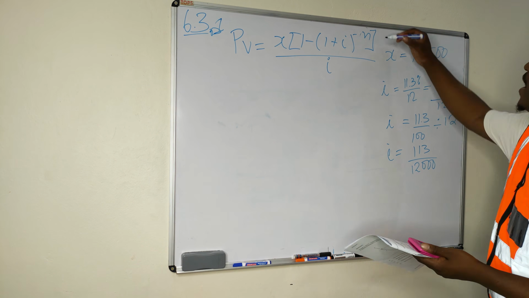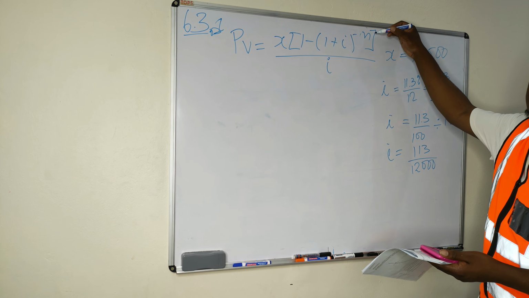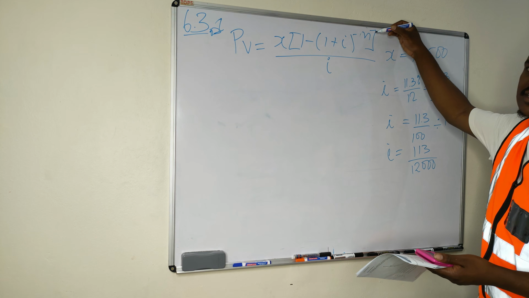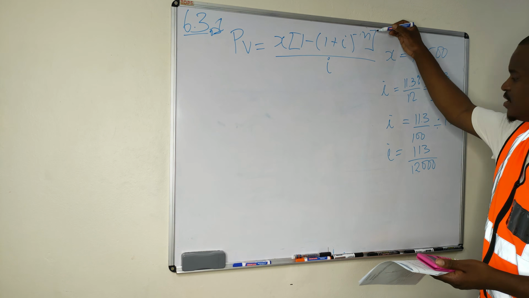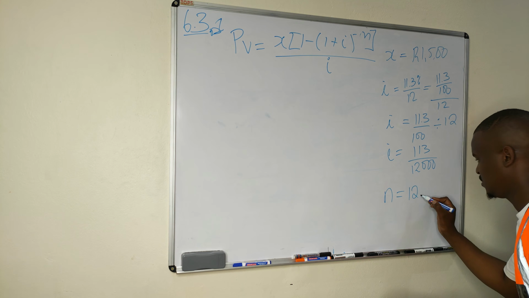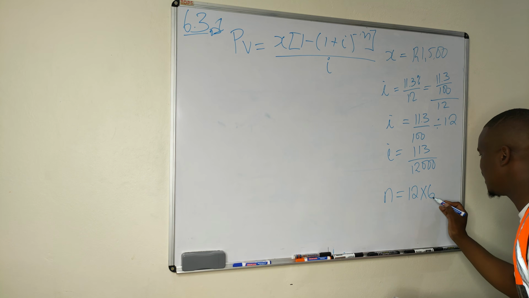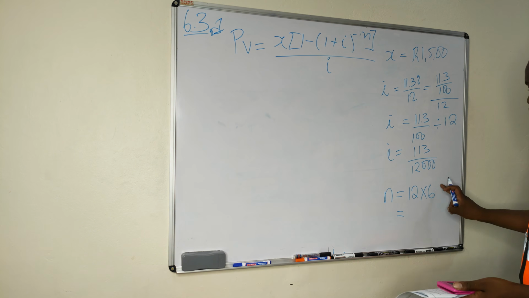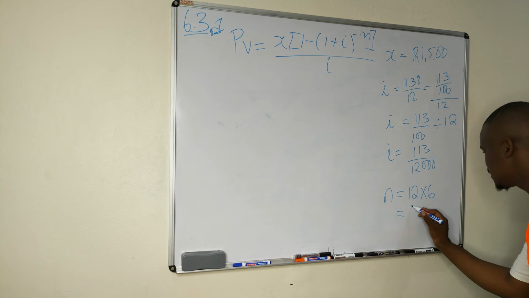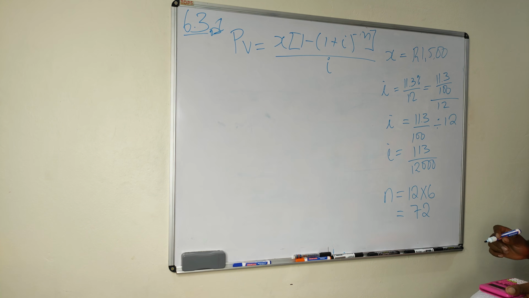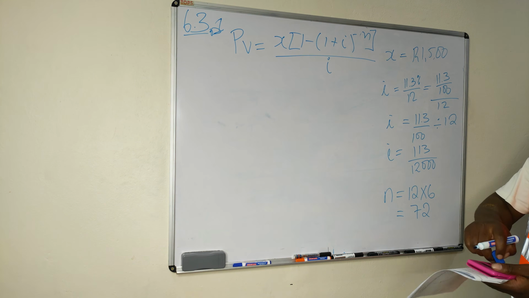And then our N is the number of payments made. The payments were made for 6 years. Each year it was 12 months, so which means your N was 12 payments for 6 years, right? So 12 times 6, this is your 72. So 72 payments were made. This is what this means. So we have almost everything there.